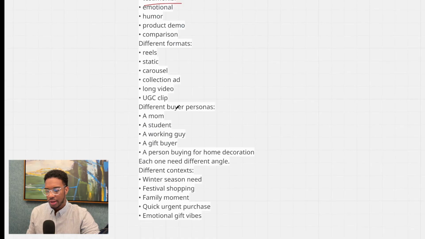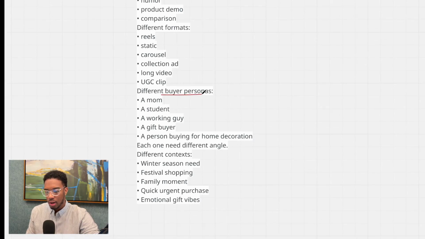Other creative variations you can run are different buyer personas, like a mom or a student or a working guy or a gift buyer, meaning every single ad is targeted towards these people. So teenager language is going to be different from adult language, but it's going to be around the exact same topic. Those are multiple different variations. And the last one is different contexts, like winter season need versus festival shopping versus family moment or versus urgent purchases and emotional gift vibes.